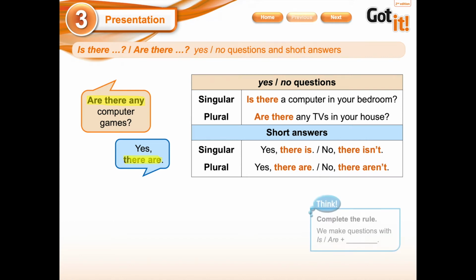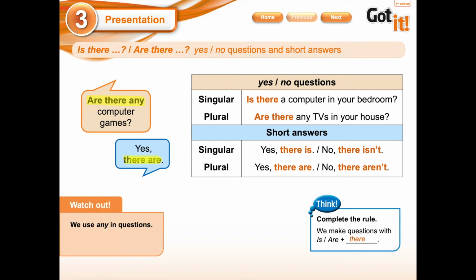Okay. Here I have a little rule, and it says we make questions with is or are plus, what is the word that we need? Plus there, okay? If, for example, you want to tell me a sentence, there is a computer in my bedroom, for example, I am meaning hay un computador en mi habitación. En esta oportunidad estoy preguntando, no estoy haciendo la afirmación de la oración, perdón.